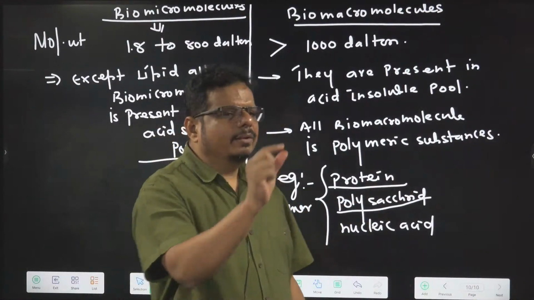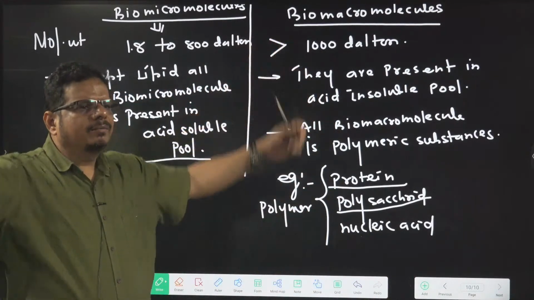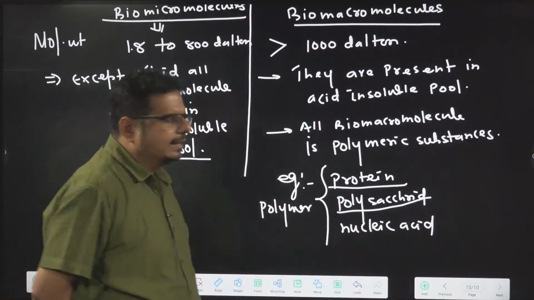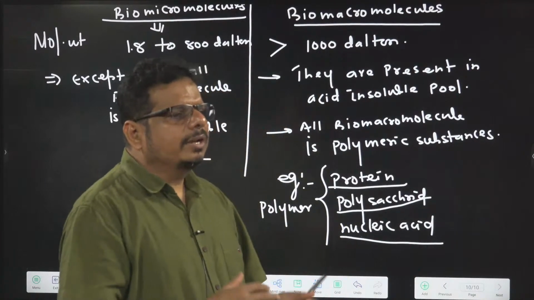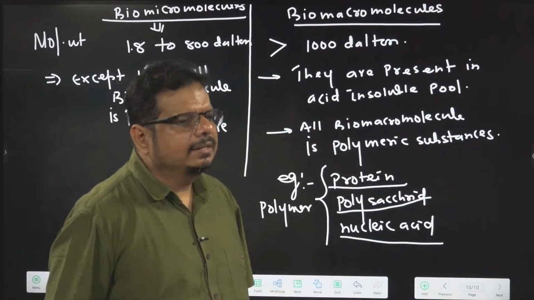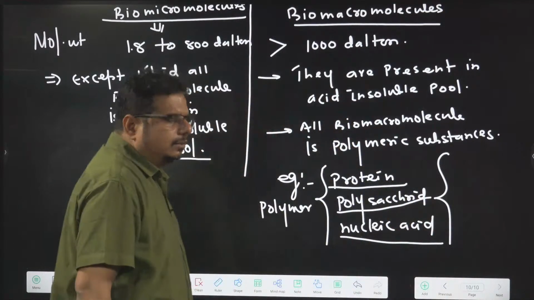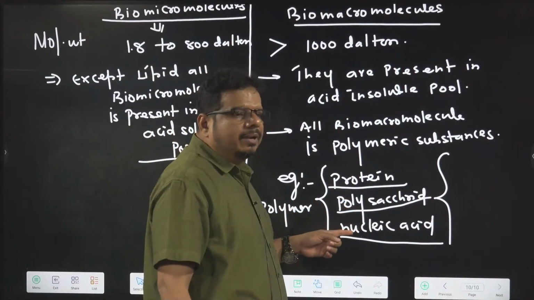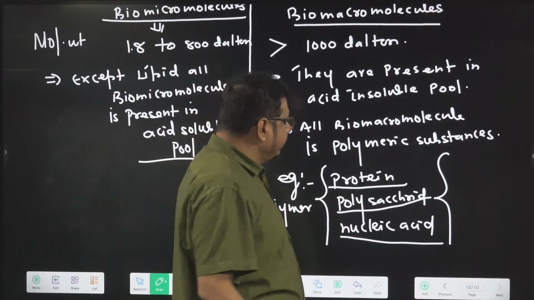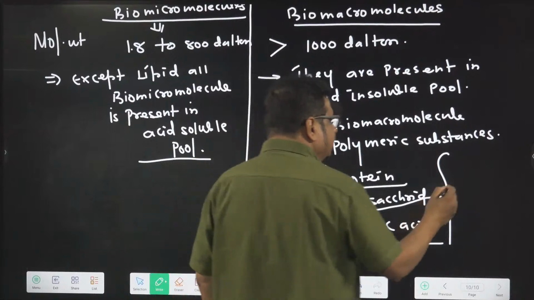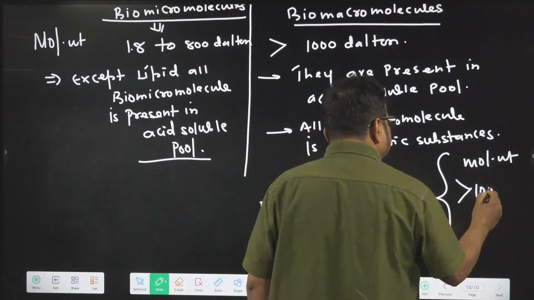Polysaccharide, the monomeric unit is glucose. Many glucose join together and what? Forming a polysaccharide. Nucleic acid, what is the monomeric unit? Nucleotide. Many nucleotides join together and form what? Nucleic acid. And that is the reason they all have a very high molecular weight. The molecular weight of protein, polysaccharide, because it is a polymeric substance, a chain of monomeric units, is greater than 10,000 Dalton.